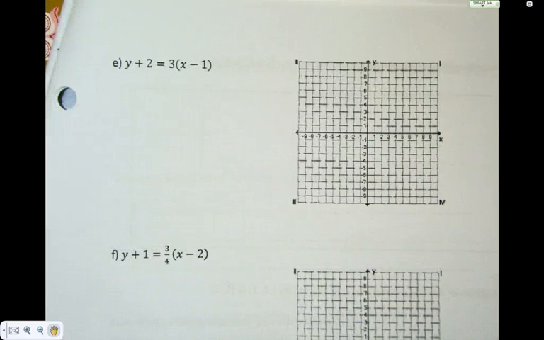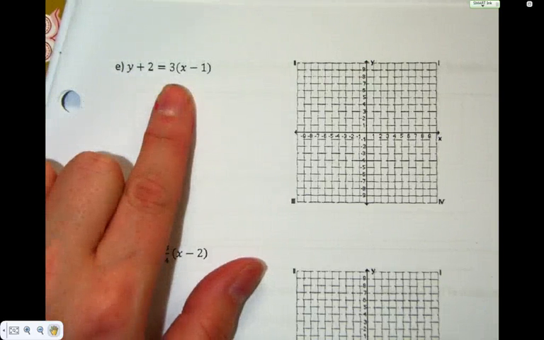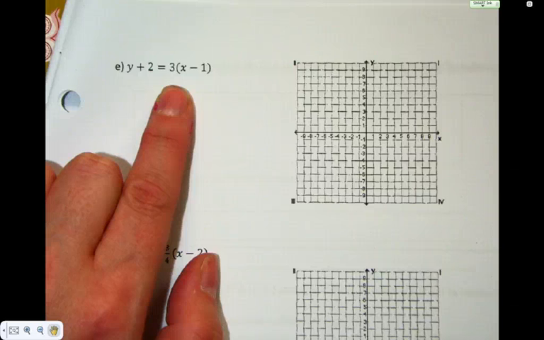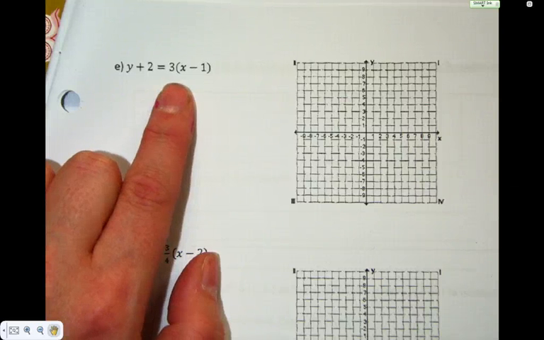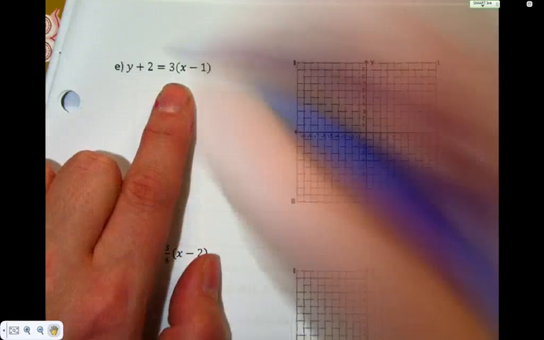Okie doke, let's look at letter E. What do you see in E that you didn't see in the other questions? Brackets. So we're going to deal with the brackets first. Well, this is just grade 9 algebra. What do we do when there's brackets? What's the word I'm looking for? Starts with a D. Distribute. She got it.